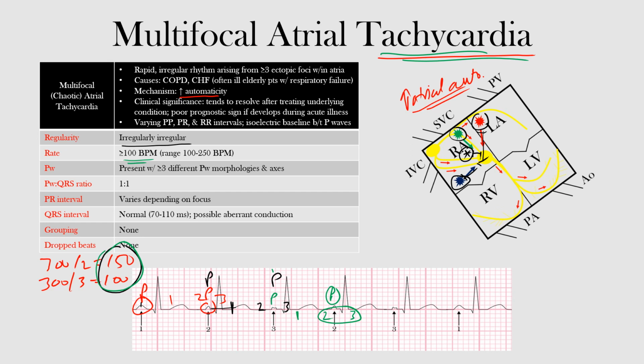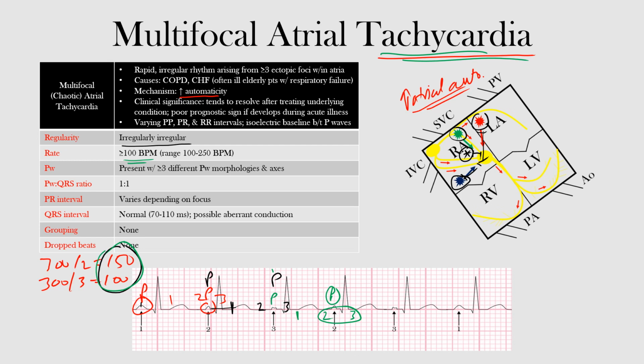Now, intraventricular conduction should not be affected, and therefore the QRS interval should be normal, unless there's some aberrant conduction, which may actually happen when we have these faster rates. Okay, so you probably noticed that this is very similar to wandering atrial pacemaker. The only difference here is that we have a faster atrial rate going on here. And if you saw that, you are exactly right.